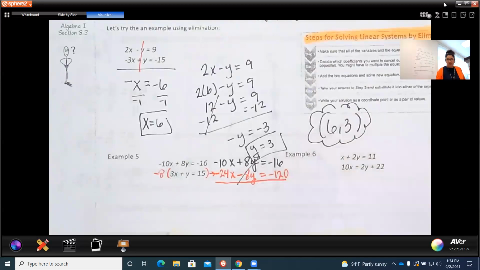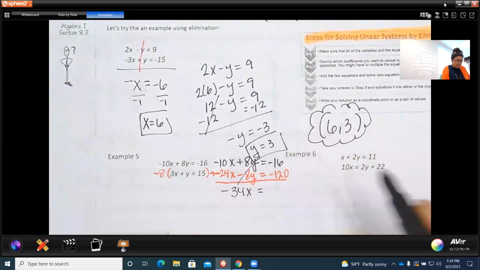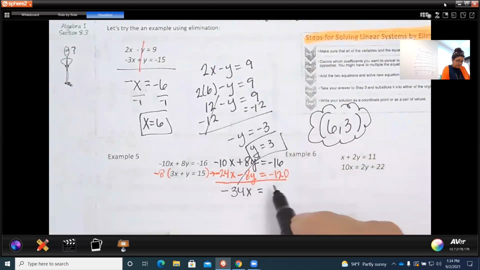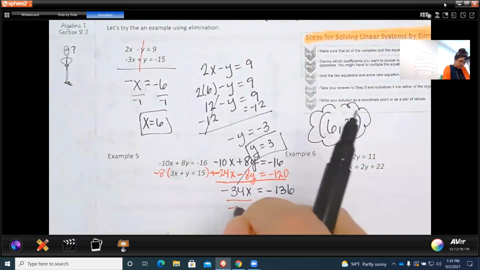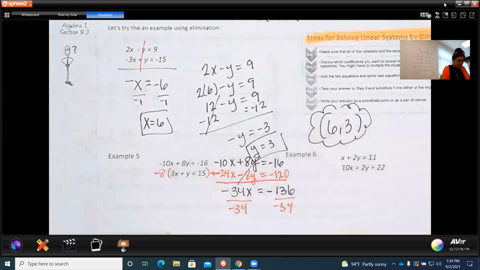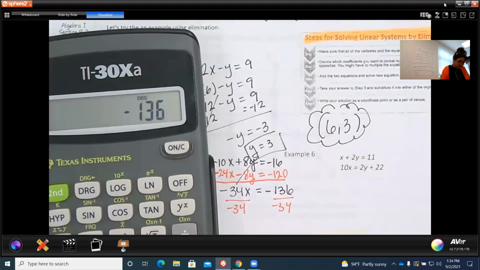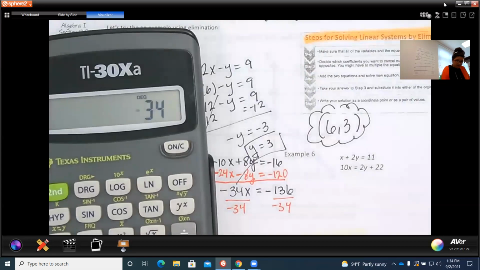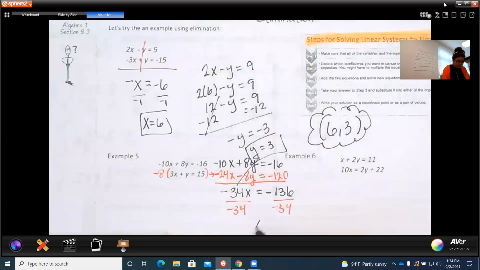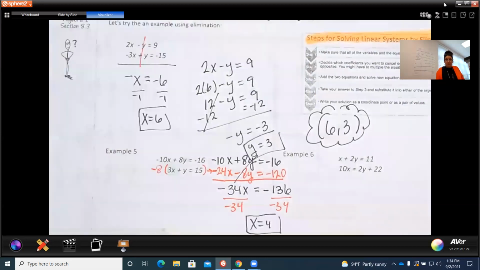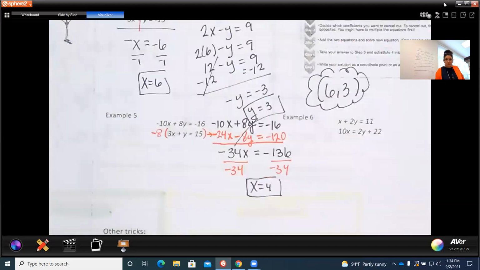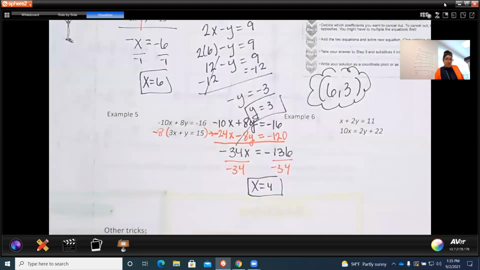All right, let's combine like terms. What's negative 10x minus 24x? Negative 34x. Bring down your equal sign. What's negative 16 minus 120? All right, now what? Divide by what? Oh, I thought somebody said 800 and something. All right, negative 136 divided by negative 34, I get positive 4. Am I finished? Is that my answer? What do I have to do? I have to solve for y. How am I going to do that?